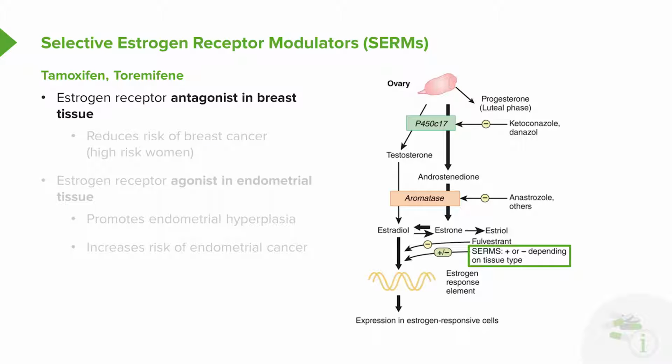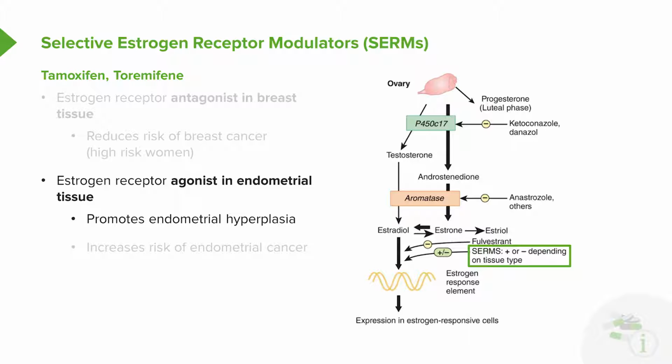Tamoxifen is used as an antagonist in breast tissue. It reduces the risk of breast cancer in those patients that are ER positive. Now, it acts as an ER agonist in endometrial tissue, where it promotes endometrial hyperplasia and increases the risk of endometrial cancer.